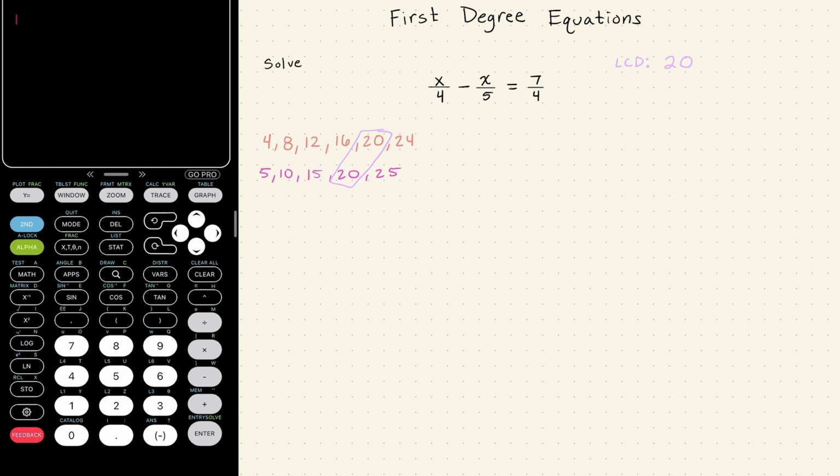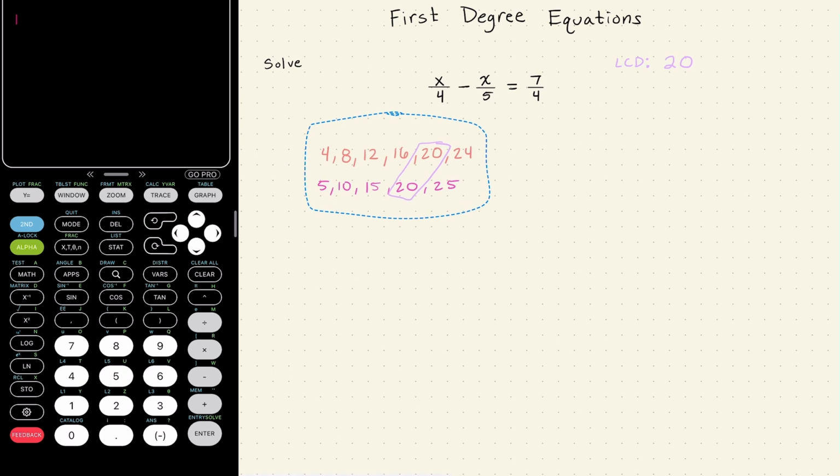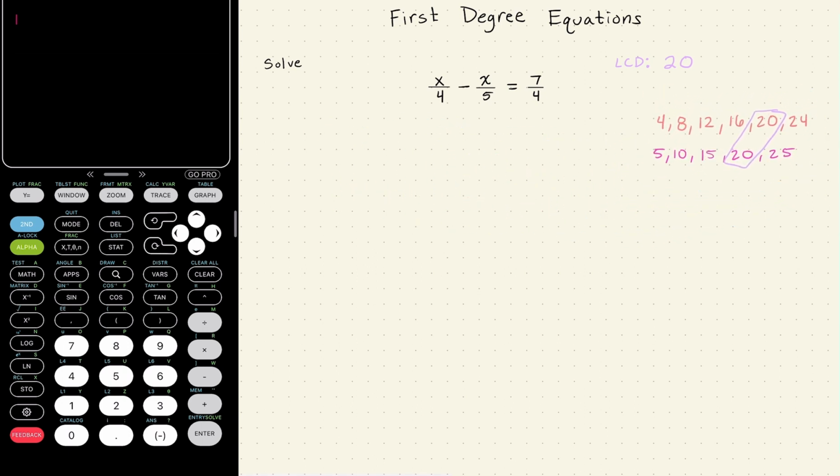So what do we do with that information? Well, in these first degree equations where you're trying to solve for x, we use the LCD to cancel out the denominators and make it look like some of the earlier problems we were solving. We can do that by multiplying every single term in this problem by the LCD.